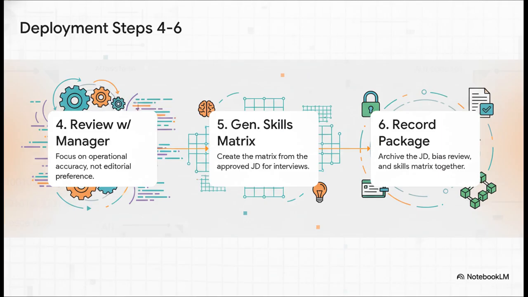Next up in step 4, you'll review that draft with the hiring manager. But here's the key. You need to coach them to focus on operational accuracy. Is this what the job actually does, not just their personal writing style? Step 5, you generate that all-important skills assessment matrix for the interviewers. And finally, step 6, you record everything, the JD, the bias review report, the skills matrix, as a single auditable hiring package. That documentation is your proof of a fair, structured process.